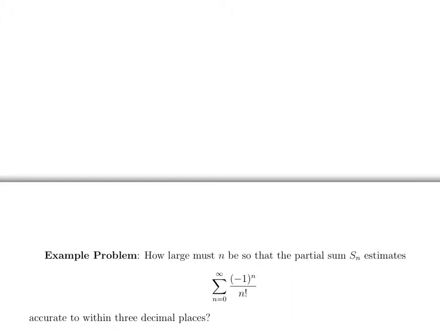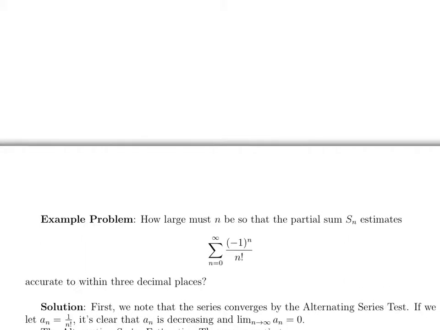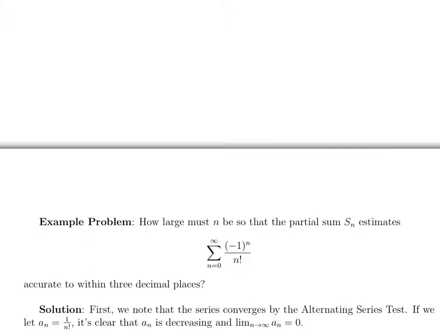Okay, so what we're going to use is the alternating series estimation theorem. First, we should note that it's clear that this series converges by the alternating series test. If you just pick off the portion of the terms which doesn't include the (-1)^n, then that portion is a sub n equals 1 over n factorial. So you can see that down here. That part is decreasing and it definitely goes to 0. That much is easy to see.